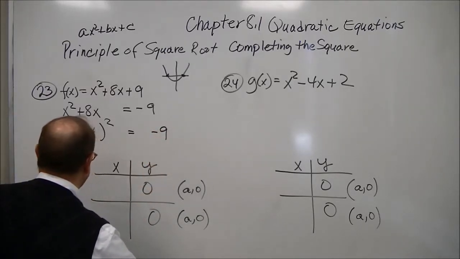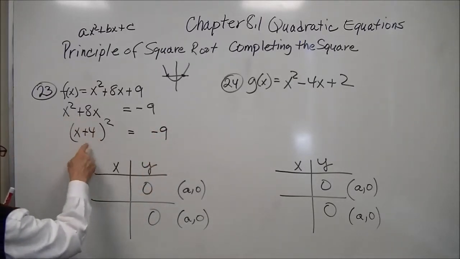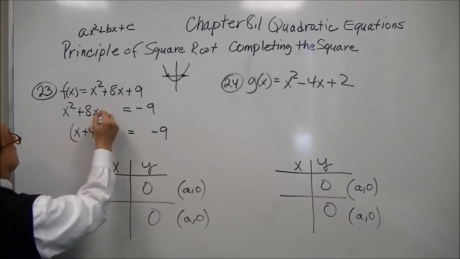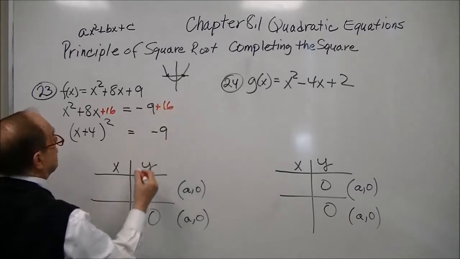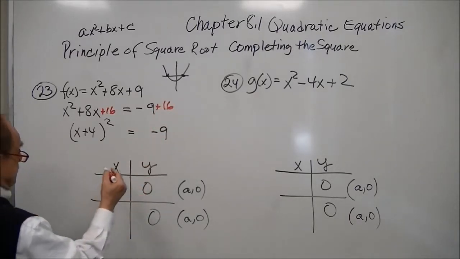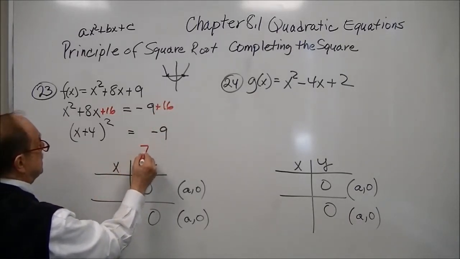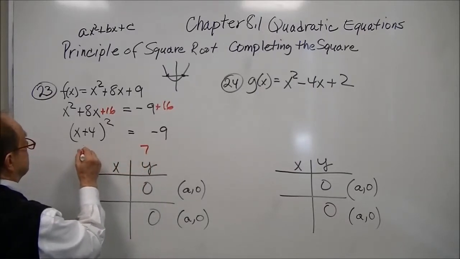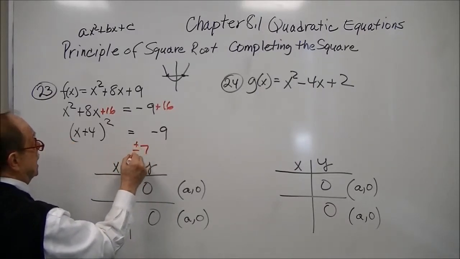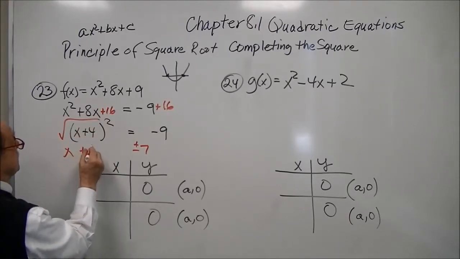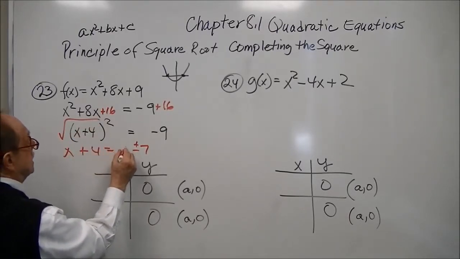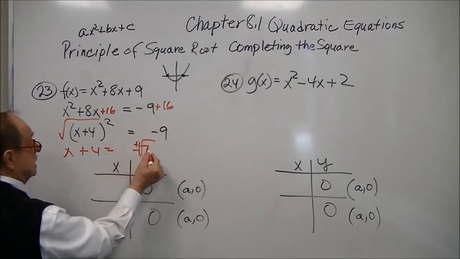And when I square this, I'm going to get a 16. So this is going to give me a 7. So I take the square root of both sides. This gives me x plus 4 equals plus or minus the square root of 7.